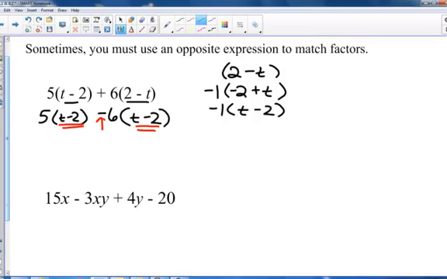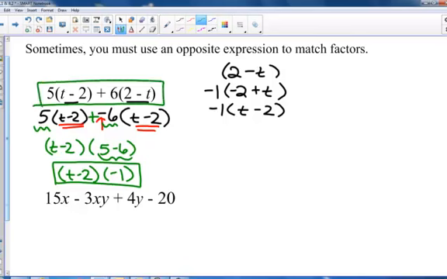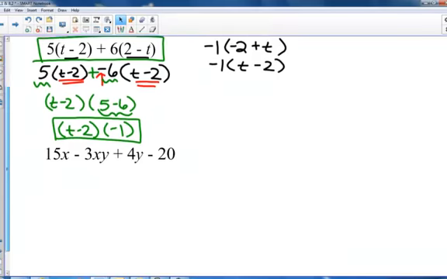I can keep a plus in the middle if that's more helpful, plus a negative. And now I'll take out the t minus 2. And left over, we have 5 minus 6. Now, this is simplifiable, so we should simplify it. (t minus 2) times -1. That's our factored form with our parentheses. This is our initial problem. They're the exact same. If you FOIL them or distribute them out, you'll get the same exact final answer.